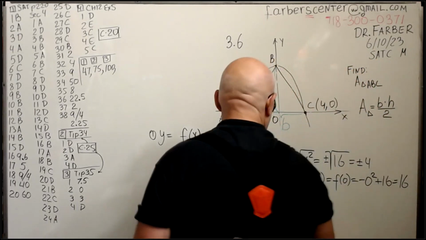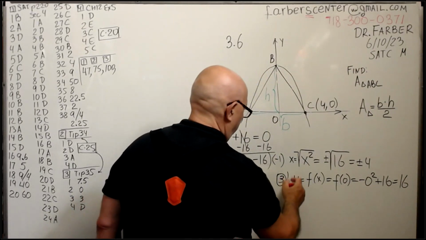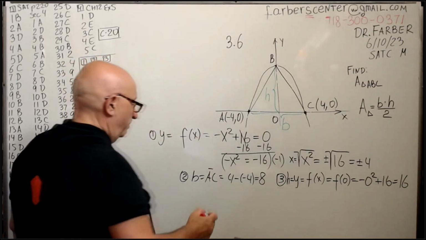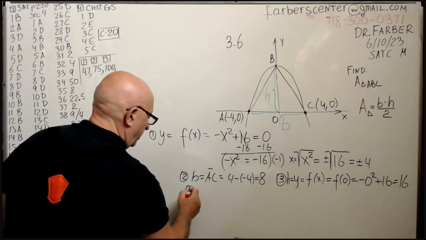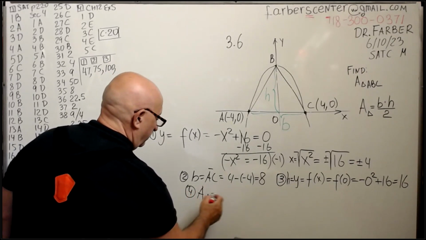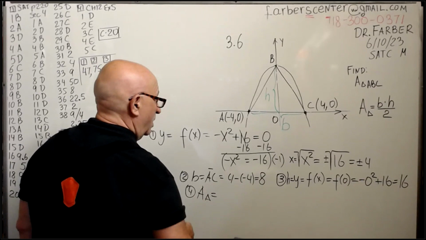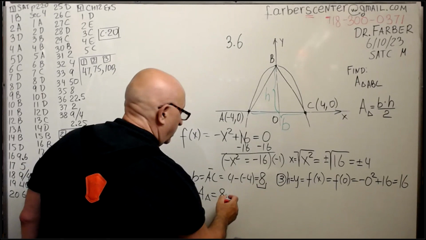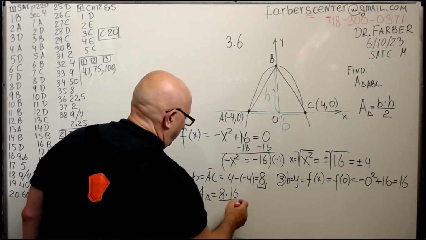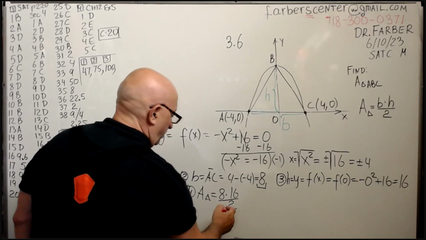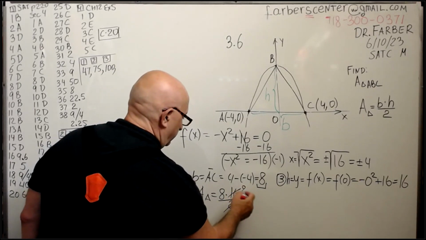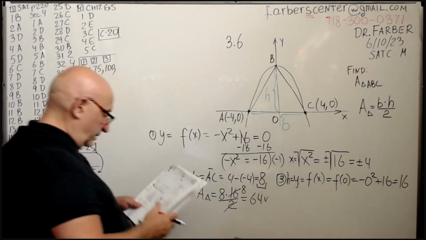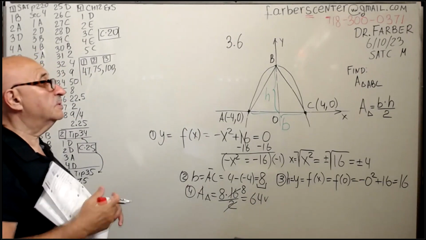And what is it? This is my height. Now I have everything. Step number 4. Area of triangle equals base is 8. Height is 16 divided by 2. 2 goes into 16 8 times. 8 times 8 is 64 square units. They don't provide centimeters, so just 64 square units.